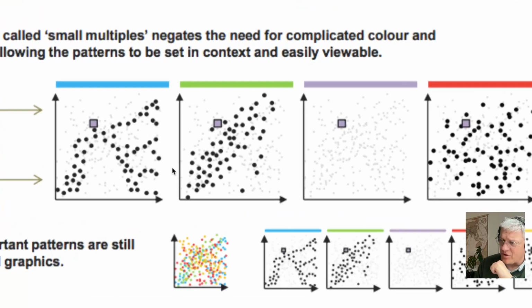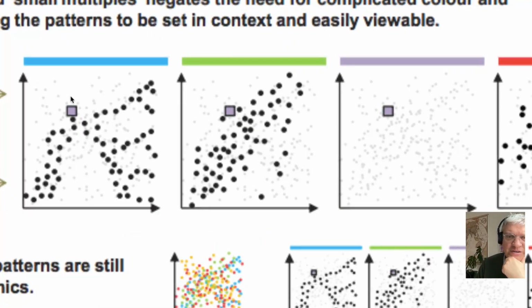What is important though is, as you see here, all these lighter points, right? All the light points here are all the points that are not blue. Here are all the points that are not green. And I think we covered this before.